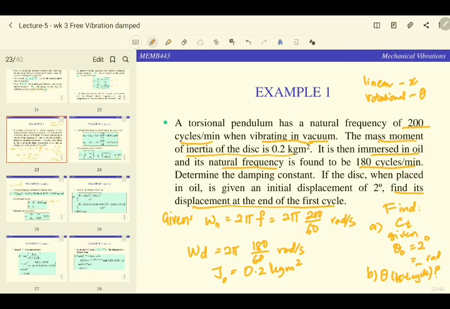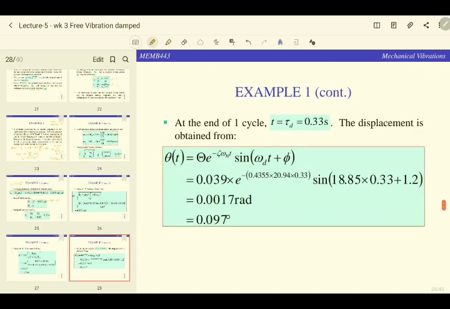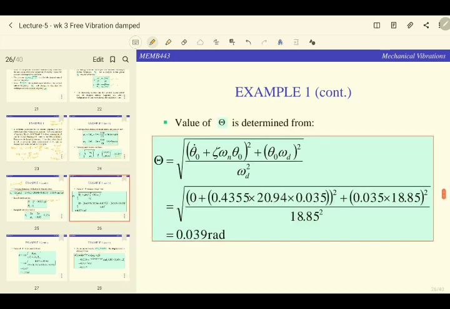Basically, you want to find theta. Before you find theta, you can see that your theta is in terms of phi, e to the negative zeta omega n, sine t and so on. So from here, you have to find this first. Okay, just now we have the value of zeta. All this you already have, but you need to find your capital phi and your angle. So that's what you are doing here.